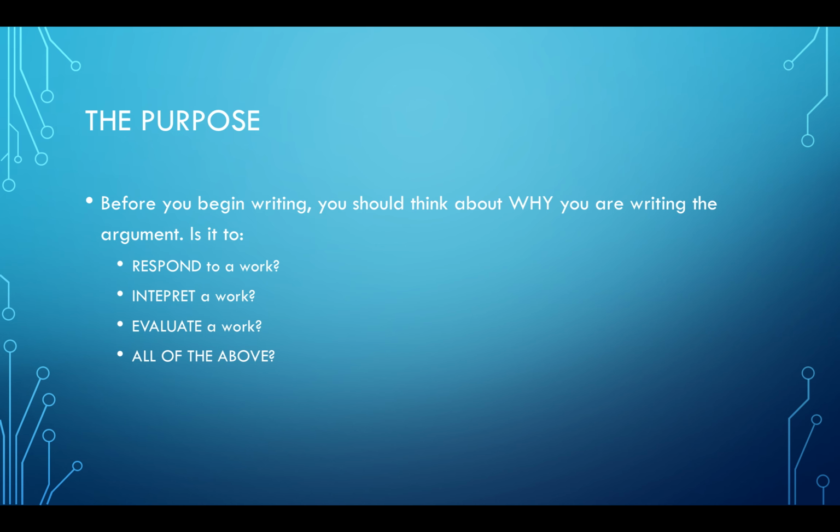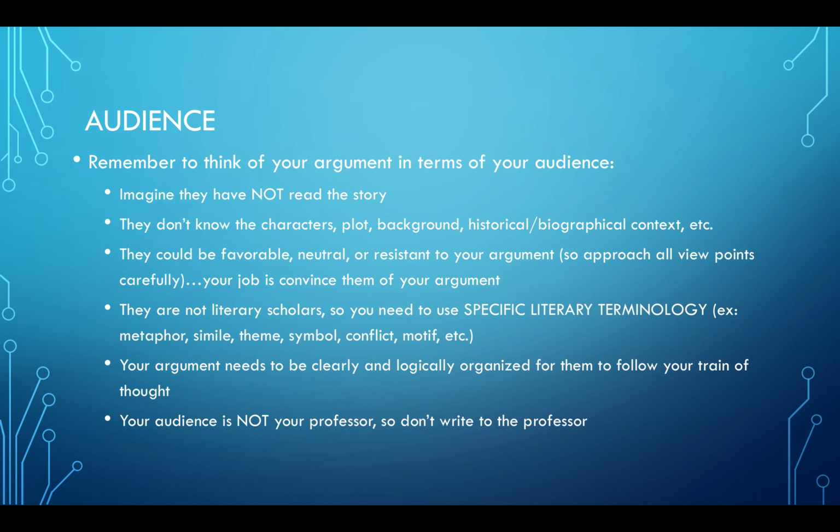So I want you guys to think about that. And I also want you to think about your audience. So when you're writing, your audience is really important. There's a couple things I need you to keep in mind when you're writing to a specific audience. Imagine that they have not read the story. They don't know what it is. They've not read anything. They don't know about the characters, the plot, the background, the historical or biographical context, none of it. So when you're explaining the story, you need to clearly state certain aspects of the story or the poem or whatever it might be for your audience as though they've never read it.